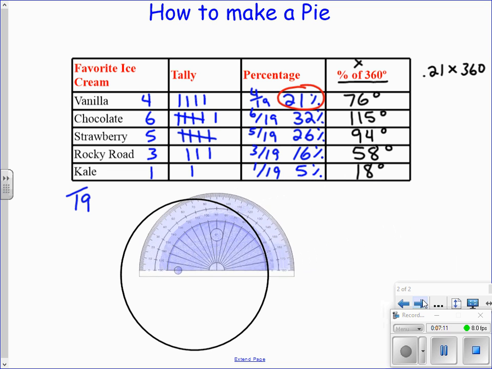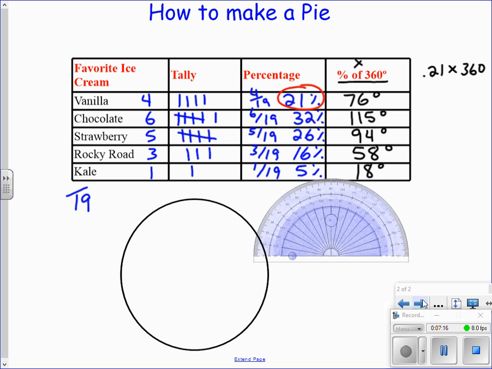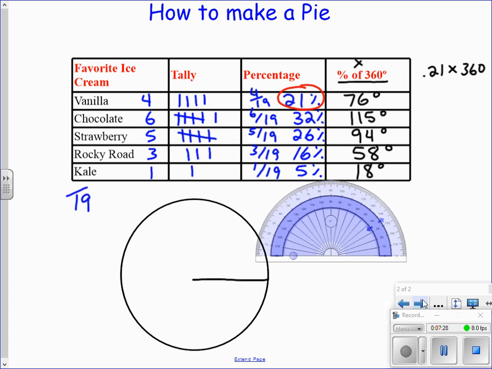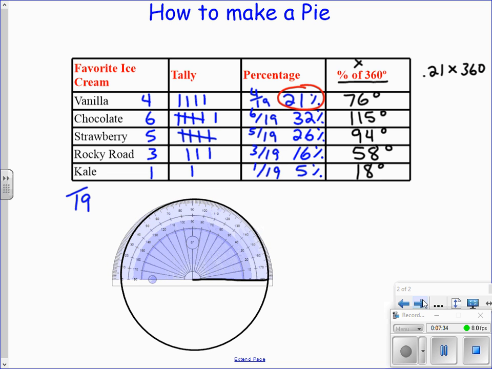We'll see what happens. I'm going to first move it over to my circle, but before I do that, I'm going to put in a line which represents about halfway across. I'm going to use that to start my first measurement. All right, so I'm going to first measure the vanilla, which was 76 degrees. So remember, I'm going to put my protractor on the circle. I'm going to put the center of the protractor right there, and I'm going to use this black line as my reference for 0.